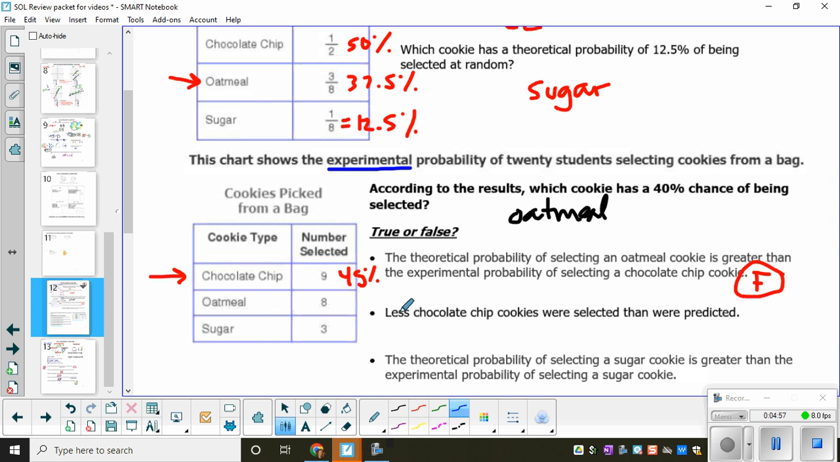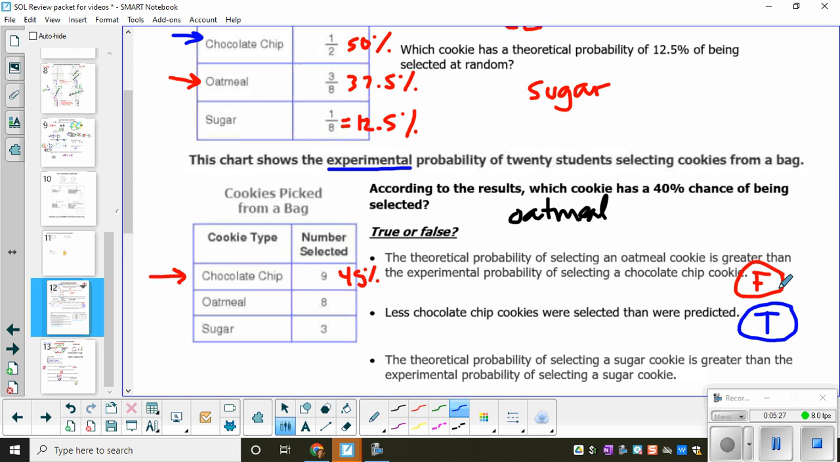All right, less chocolate chip cookies were selected than we would have predicted. Now up here, half the bag is chocolate chip. So if 20 students are going to be selecting randomly, we would assume that half the students would select a chocolate chip cookie. Now we can see here that there were less. The 45% is less than the half we would have predicted. So this is a true statement.